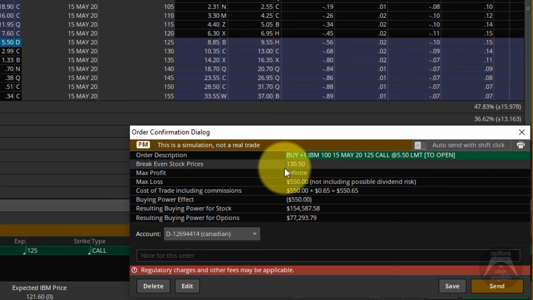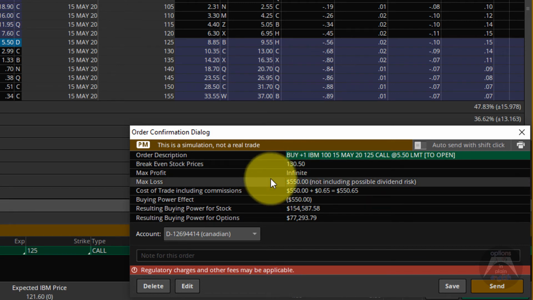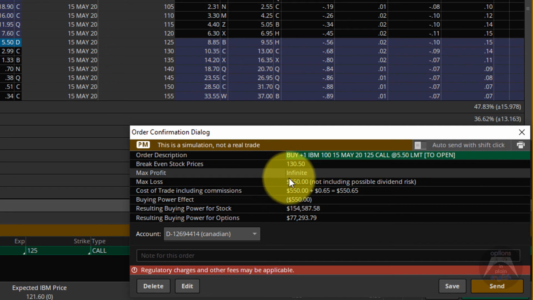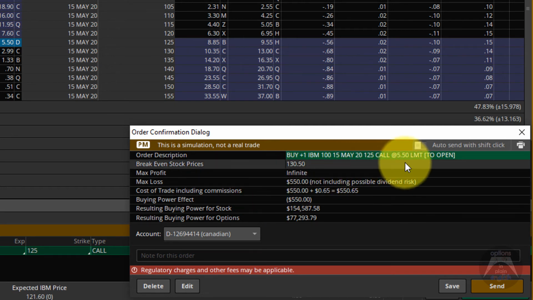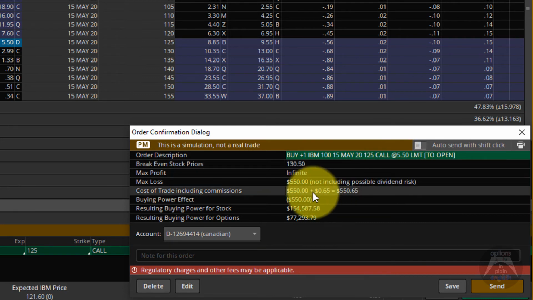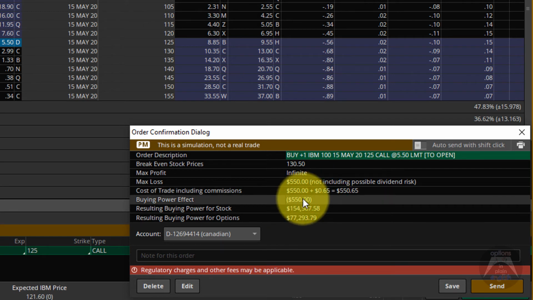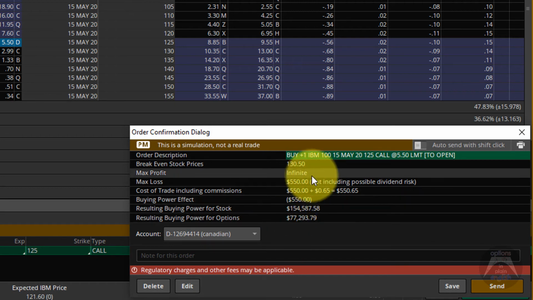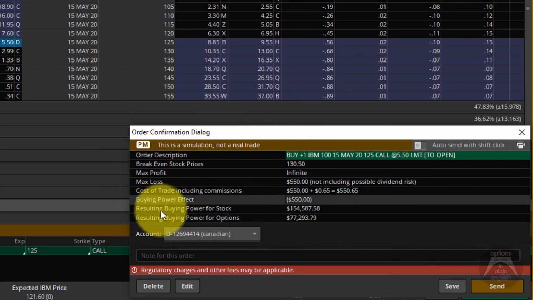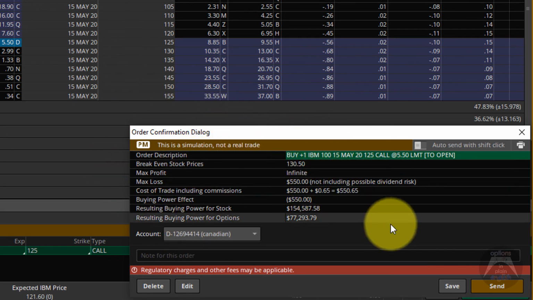So the break even, it's already calculating it here for us. Remember, strike price 125 plus the price that we paid 550. So $130.50. The max profit, we were saying, it's unlimited, infinite. The max loss, remember, we analyzed it, 550. So 5.50 times 100. So you have to pay transaction fees, of course, something we haven't talked about. Any cash that you had in the account is going to be reduced by 550 because now you're going to have a call. And that's the information that we can get from here.